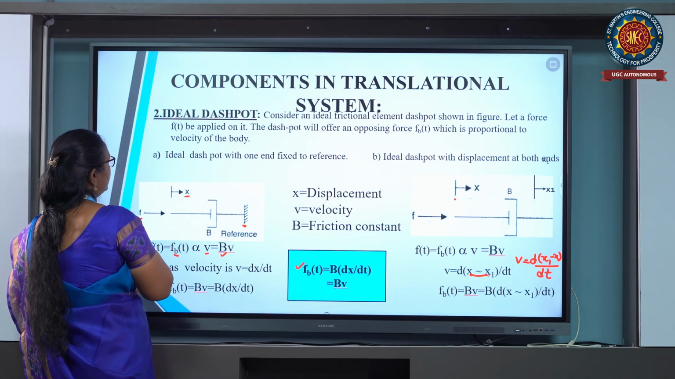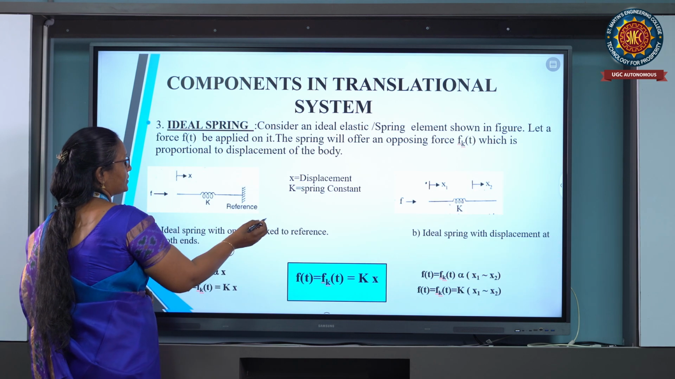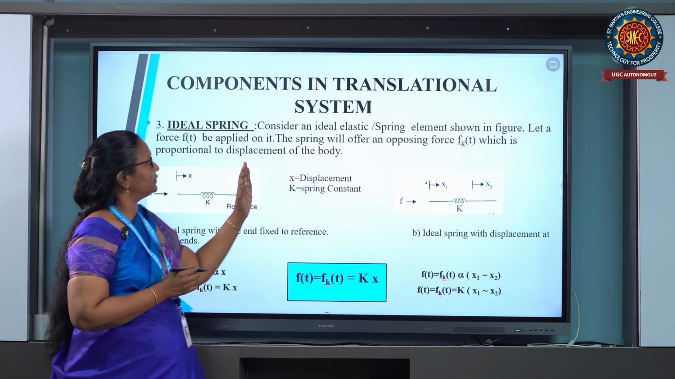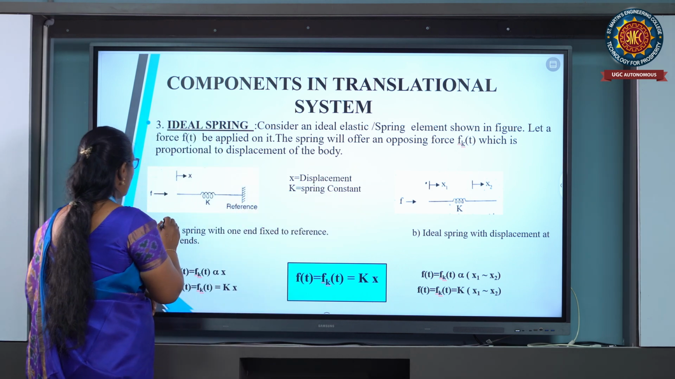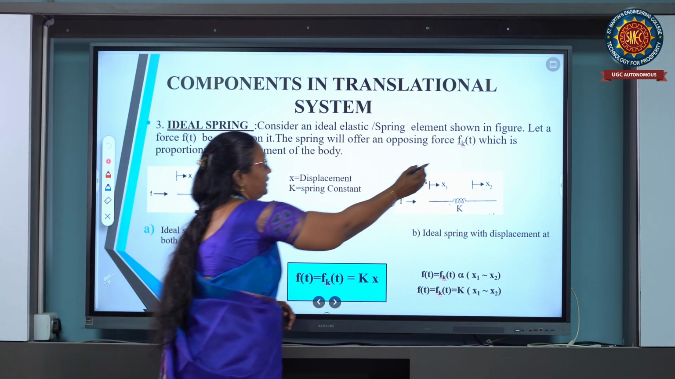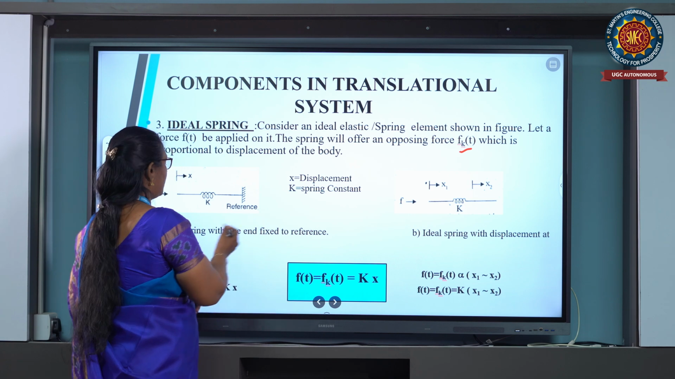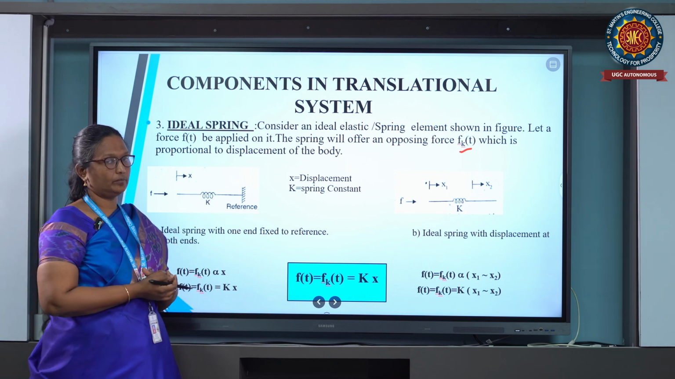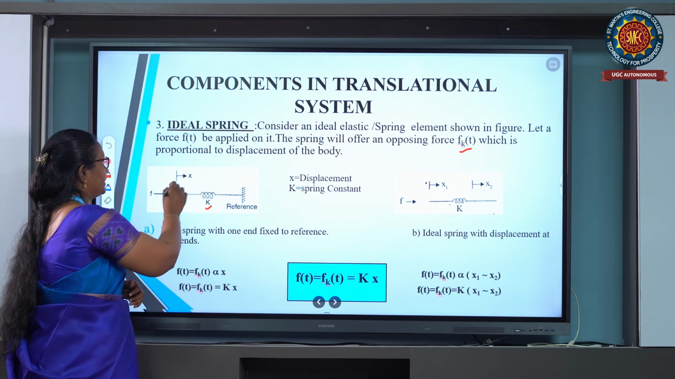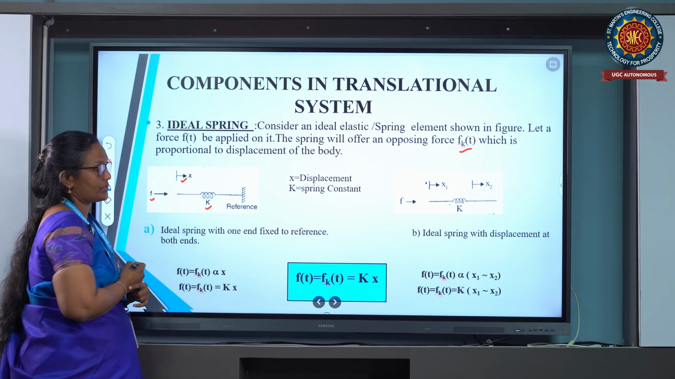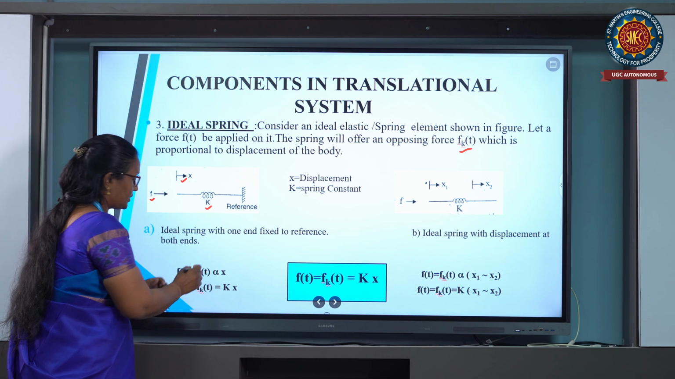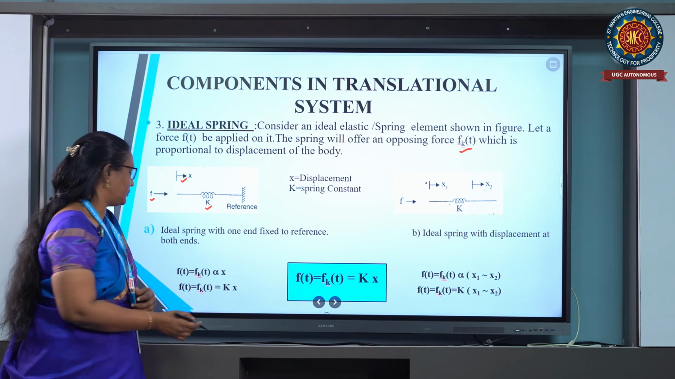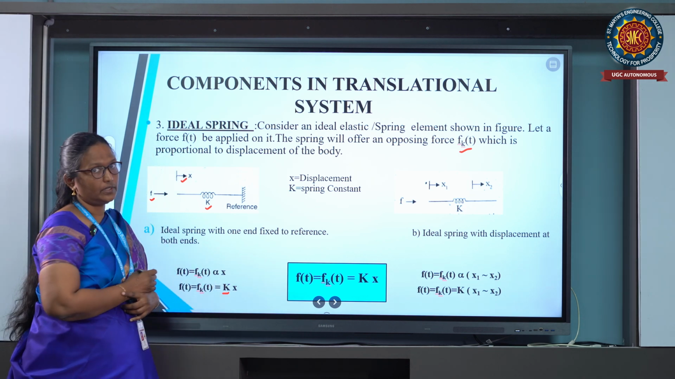Here the third one we have is the spring constant. The third one is the ideal spring. For this ideal spring, the opposing force we represent with Fk, and we write the equation F of t equal to Fk because it is an ideal element. We represent the spring constant with K, again with displacement x, and the applied force is F. Equating the force equation, the spring force is directly proportional to the displacement. To remove the proportionality, we get our constant K.